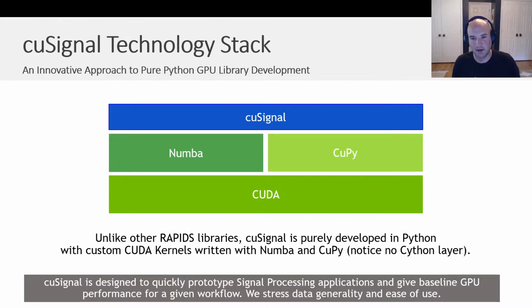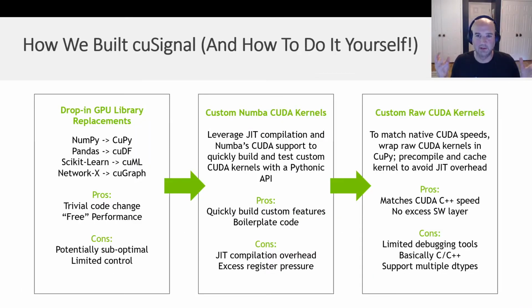It's all about quickly building signal processing code in Python. And so we have this recipe for crawl, walk, run, where first, if you're trying to build a new library like CuSignal, and the same philosophy applies if you're not building something just for signal processing, look for GPU library replacements. So if you see a lot of NumPy in your code, Control F and replace with CuPy.